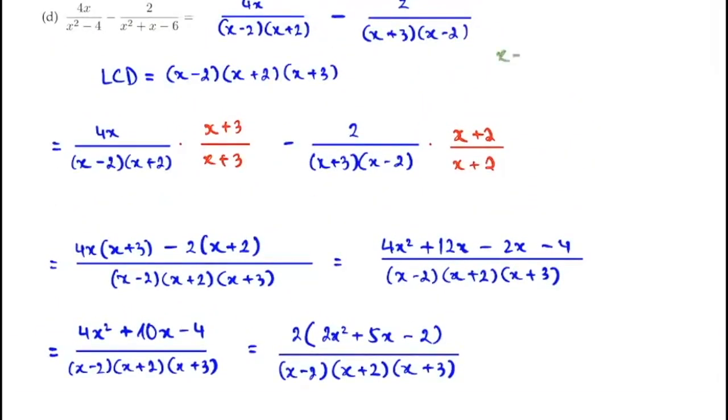So I have x minus 2 different from 0, implying that x different from 2. x plus 2 different from 0, implying that x different from negative 2. And x plus 3 different from 0, implying that x is different from negative 3.